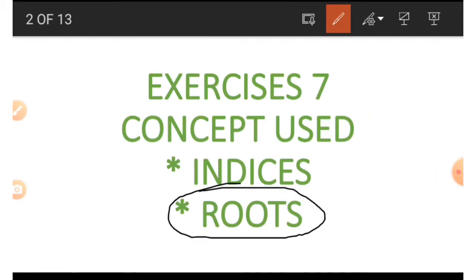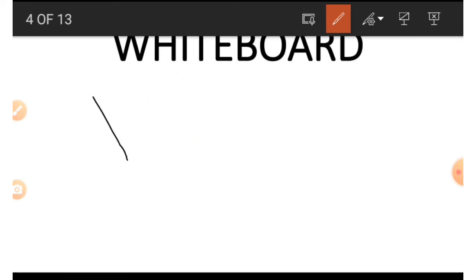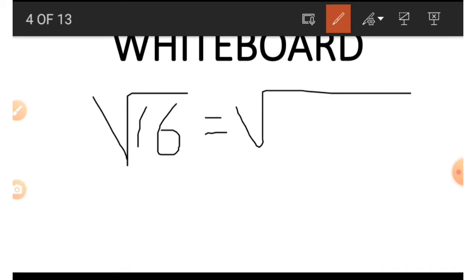Then we also want to look at the opposite of indices, which is roots. Now this is the symbol of roots. When no number is attached to it, it is called square root. For example, the square root of 16 is looking for a number that will multiply itself to give you 16. So that is what square root is.